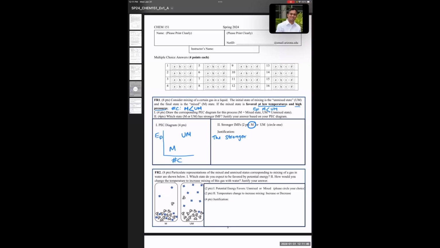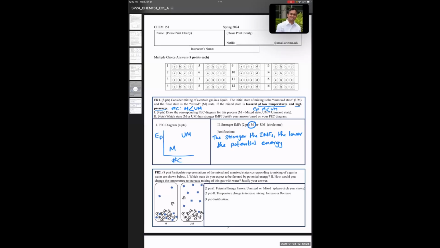stronger the IMFs, the lower the potential energy. Okay, so this should do it because this is by definition or by convention. Okay, stronger intermolecular forces means lower potential energy. All right, now that's it for FR1. That's for easy.